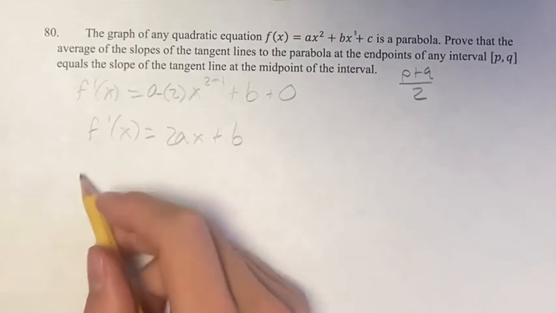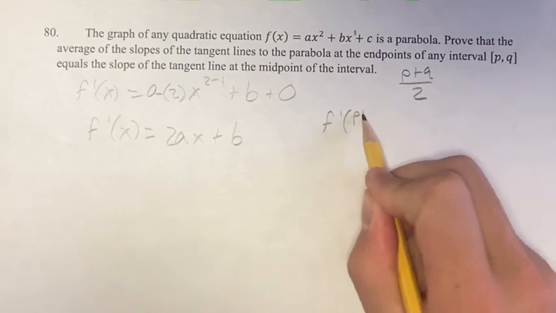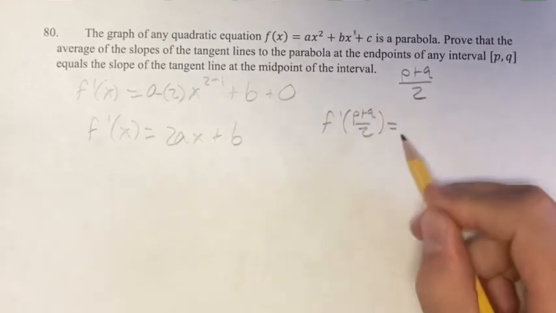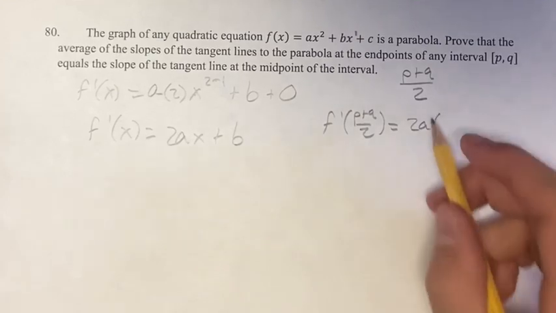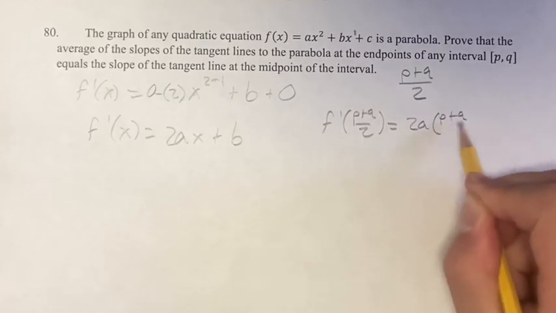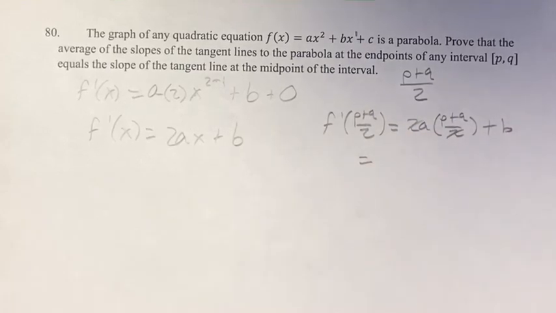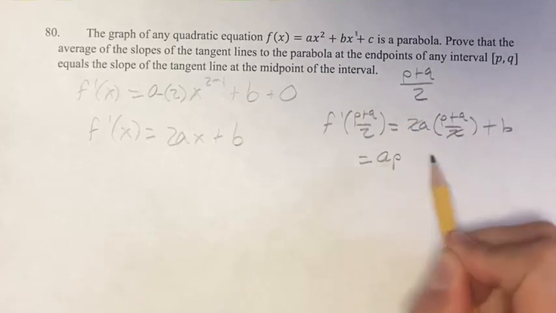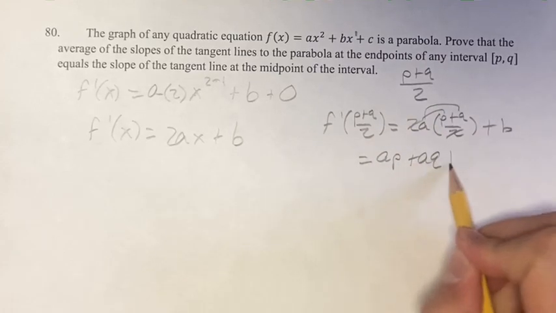Getting that, we get f prime of P plus Q over 2 equals 2a times, plugging in P plus Q over 2 for x, we get that plus b, which is going to be equal to, if these cancel out, aP, distributing, plus aQ plus b.